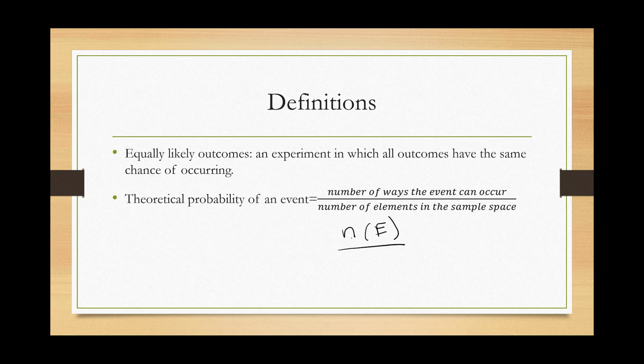Sometimes I write that as NE. So that NE says the number of ways the event can occur, and then NS, the number of things in the sample space. So that's just kind of a little shortcut for me so that I don't have to write as much. And I would actually write all of this. So the probability of E would be the number of elements in the event over the number of elements in the sample space.